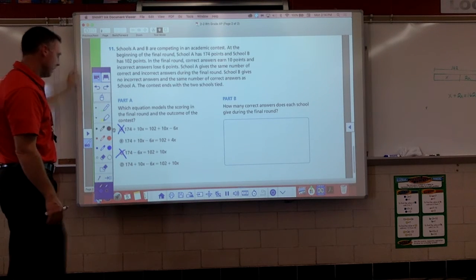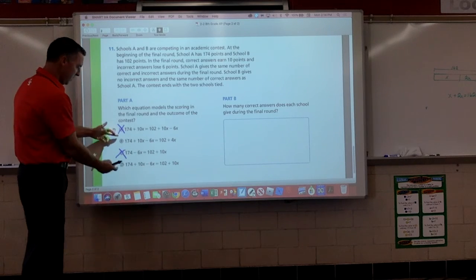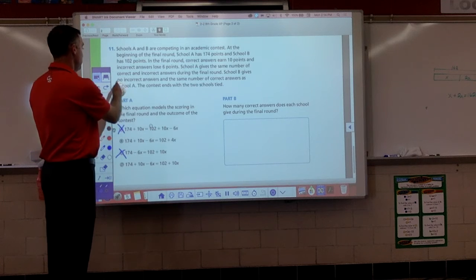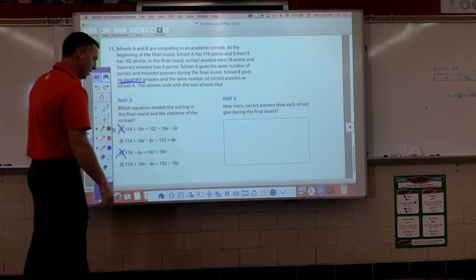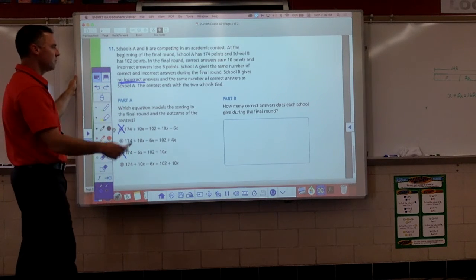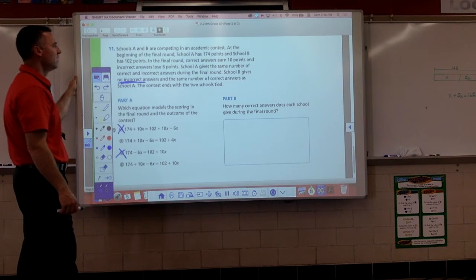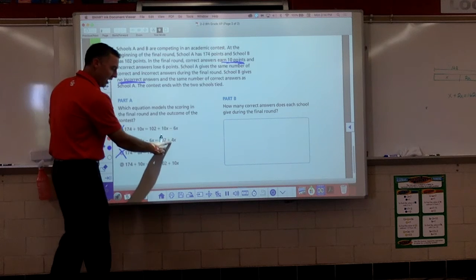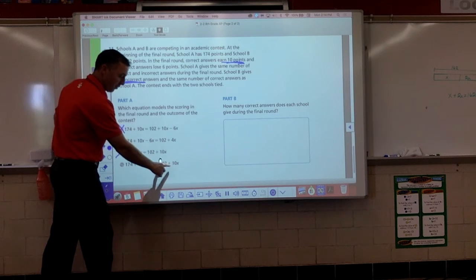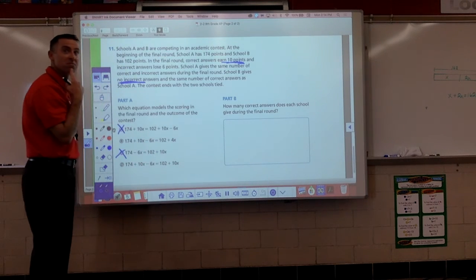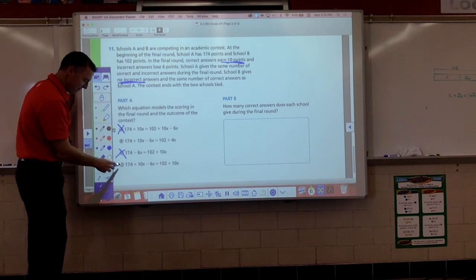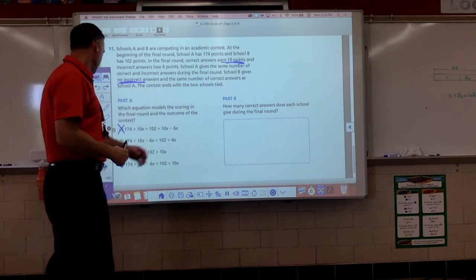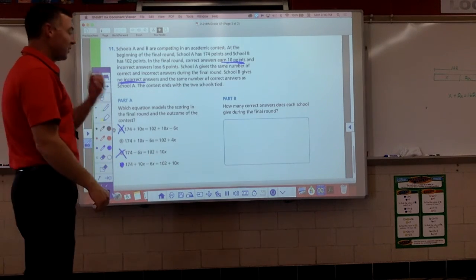Well, it looks like we're going to have to look at School B, because the first part of these are identical. So let's look at School B. School B gave no incorrect answers and the same number of correct answers as School A. Well, you get 10 points for each correct answer. So would they add 4 points per question or add 10 points per question? Yes. Good job.